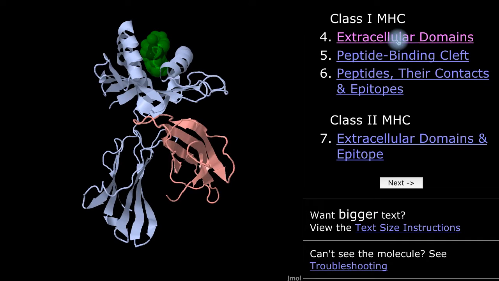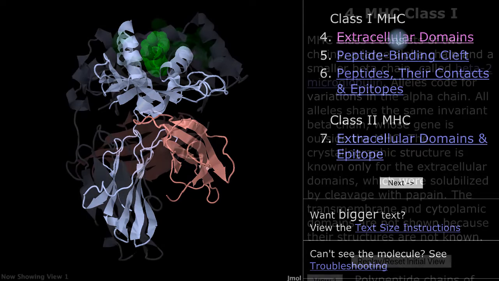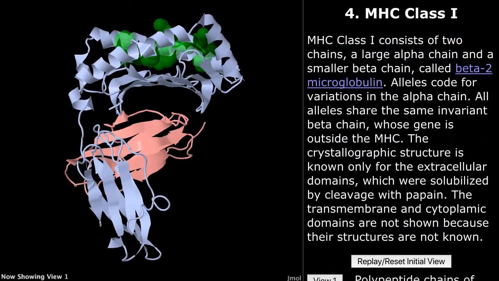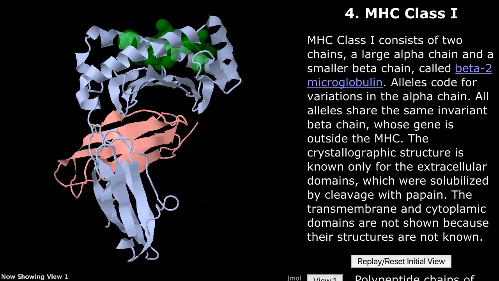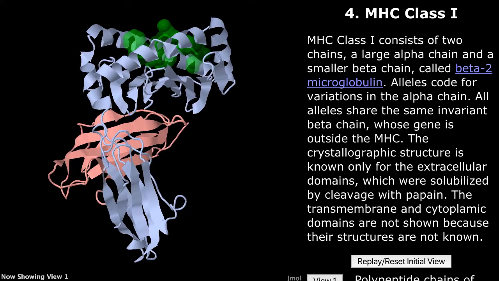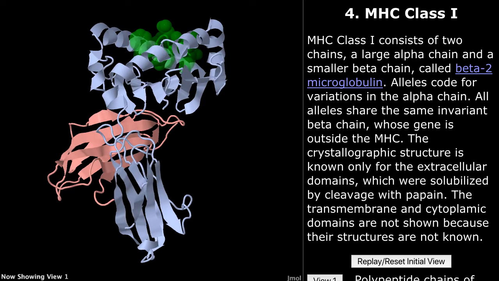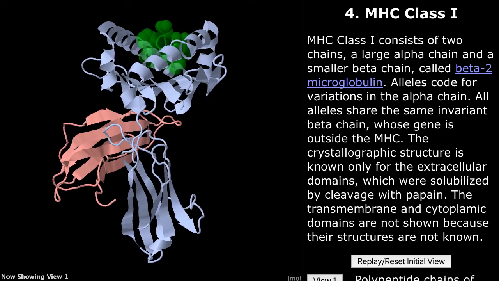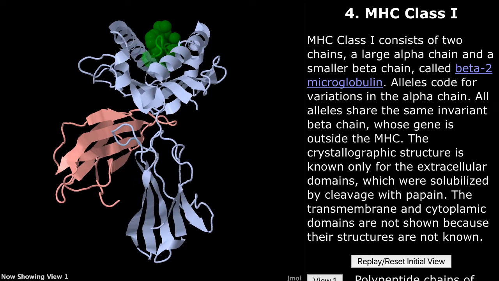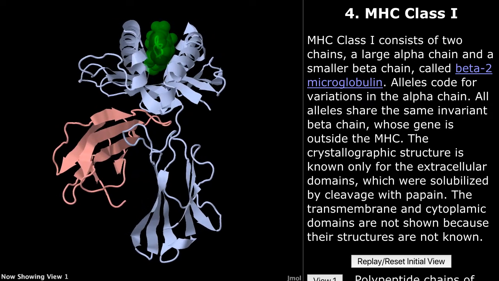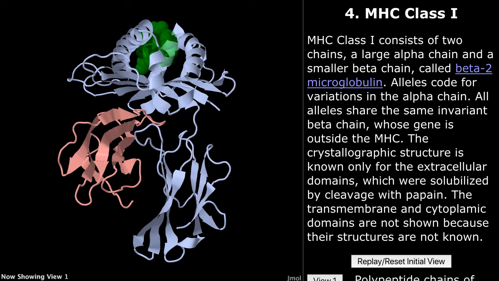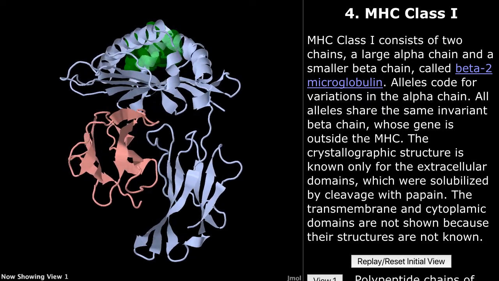We'll begin by looking at the overall structure of the extracellular portion of the MHC class 1 protein. The structures of the transmembrane and cytoplasmic domains have not been determined. Each of the three separate polypeptide chains here has a different color. The largest chain, called the alpha chain, is in light blue. The smaller salmon-colored chain is called beta 2 microglobulin. The green part at the top is the peptide, which is sitting in a groove in the alpha chain.